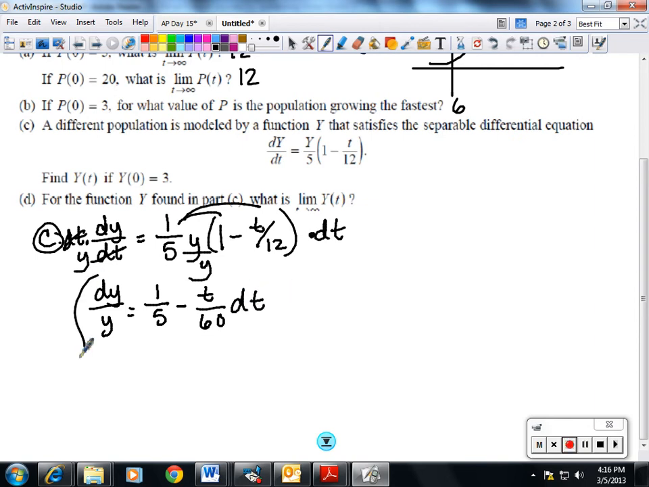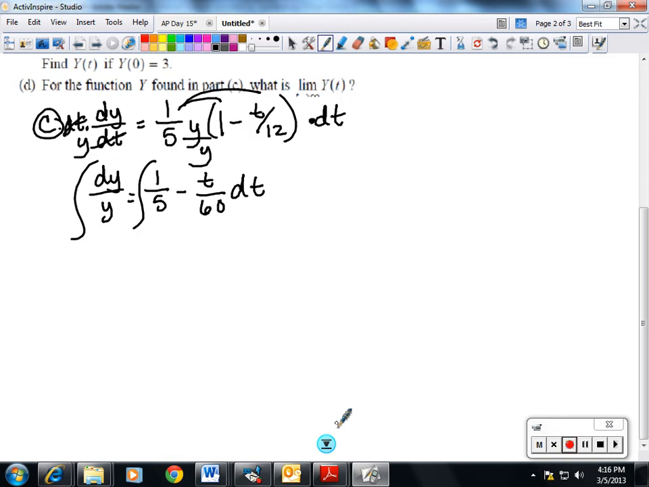I'm going to integrate. That is the natural log of y equals (1/5)t - t squared over 120 plus C. Don't forget your plus C. Not naming any names. Avery, Jacob, Clint.